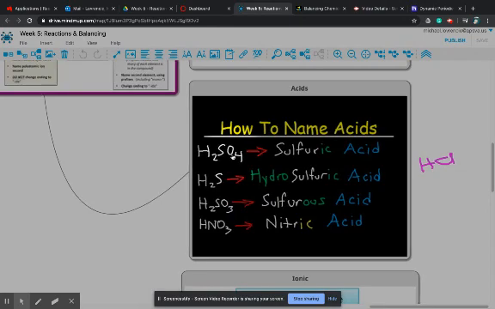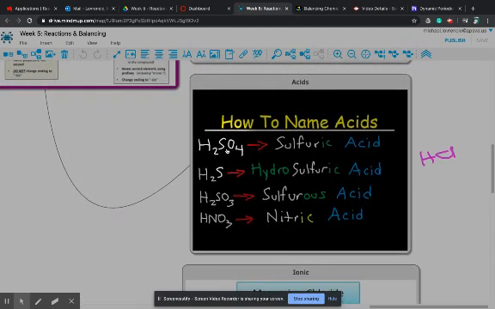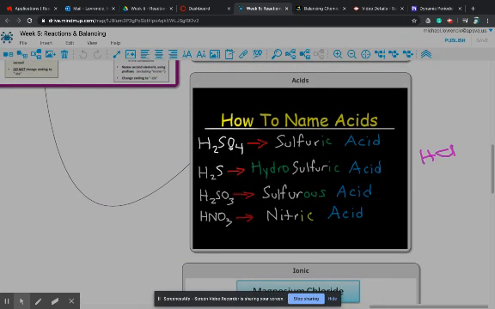Most of the polyatomic ions contain oxygen. So you name the polyatomic ion. SO4 is sulfate. If the ending of the polyatomic ion is ATE, you change it to IC, so sulfate becomes sulfuric, and then add the word acid. H2SO3, SO3 is sulfite. If the polyatomic ion ends in ITE, you change the ending to OUS, so sulfite becomes sulfurous acid. HNO3, NO3 is nitrate. Again, ates become ic, so nitrate becomes nitric, and then add the word acid, so nitric acid.